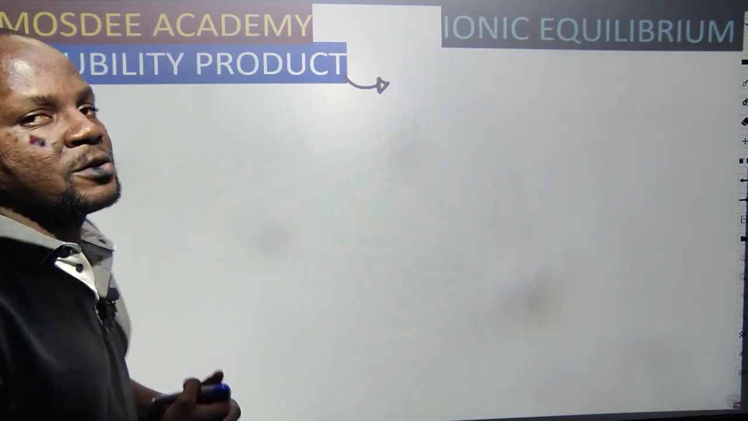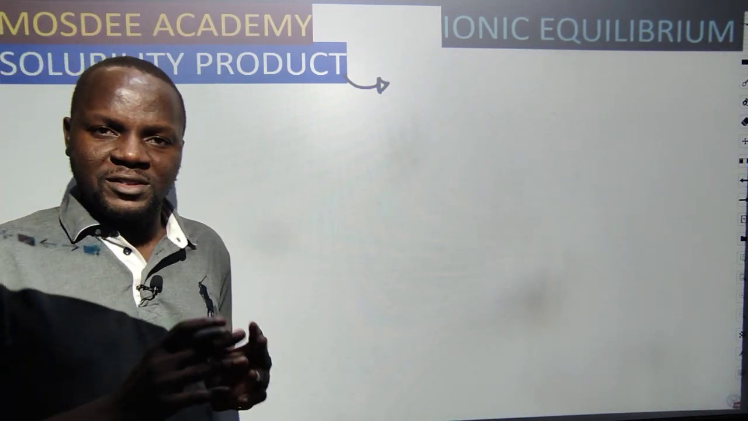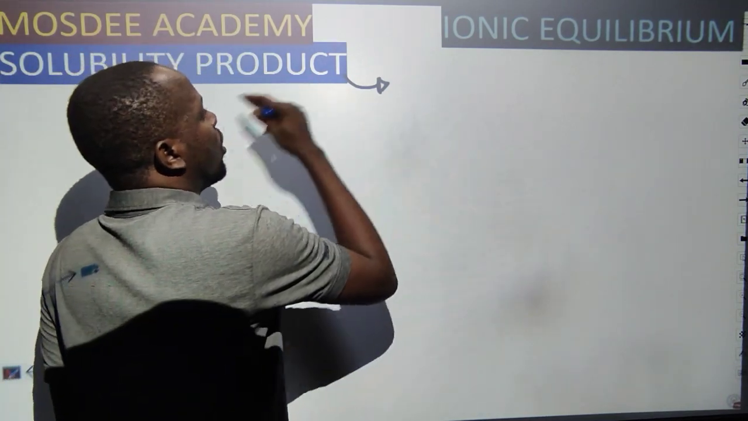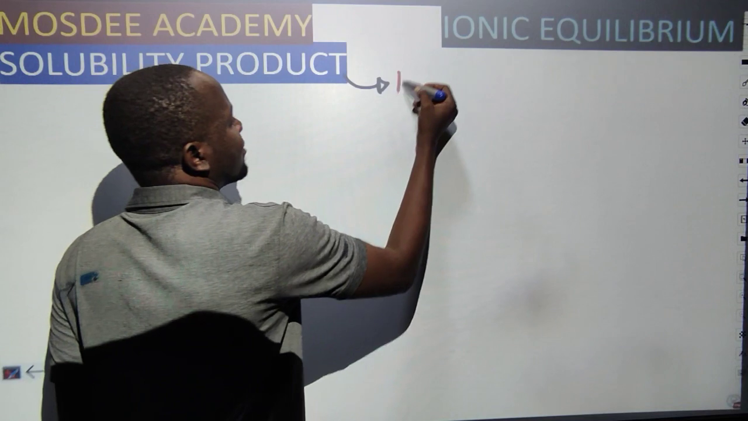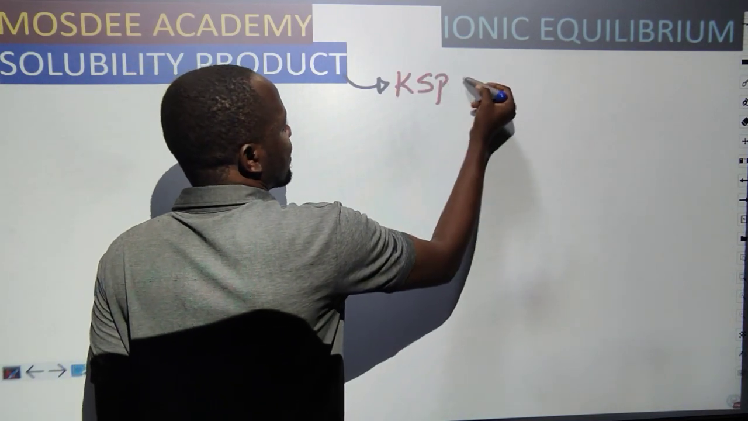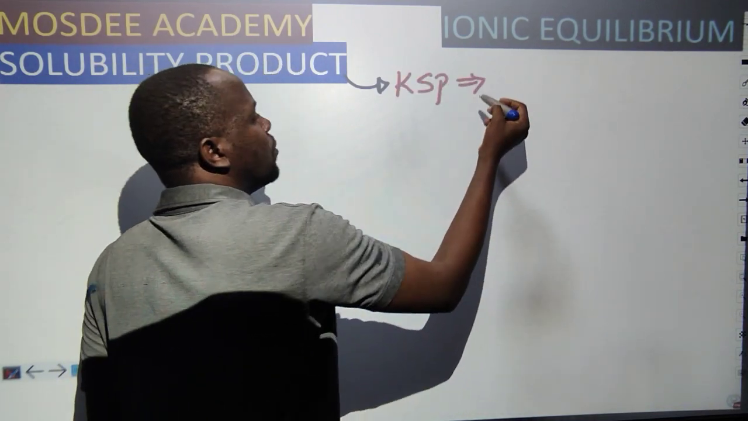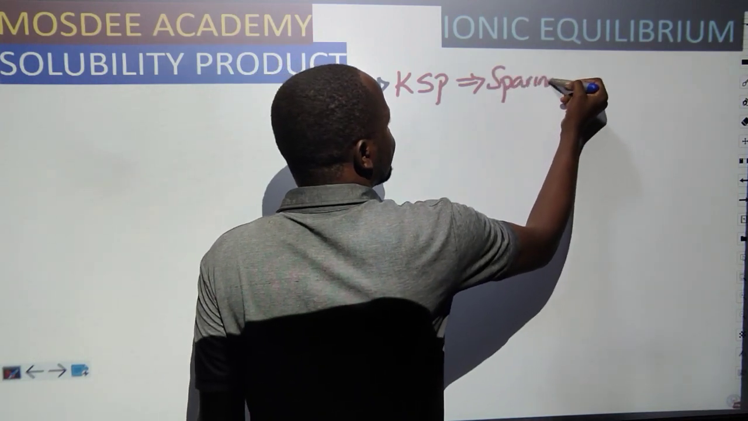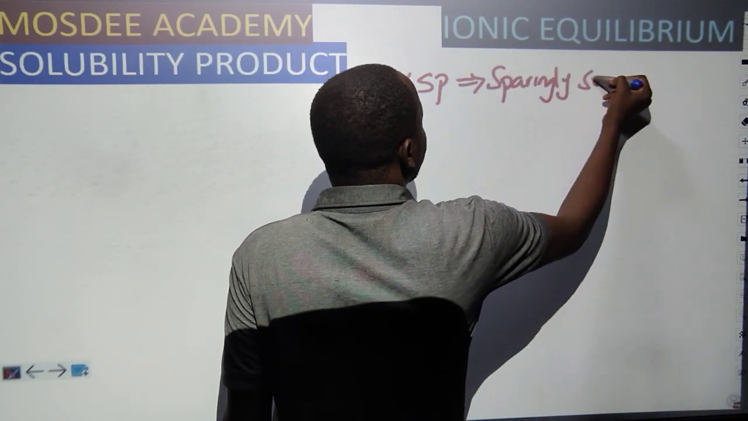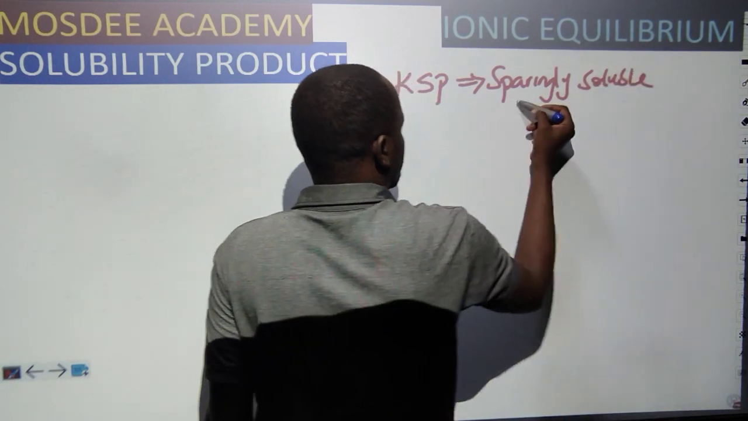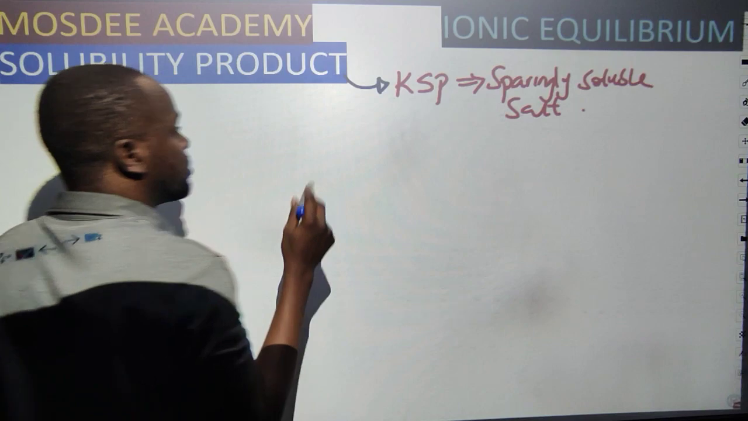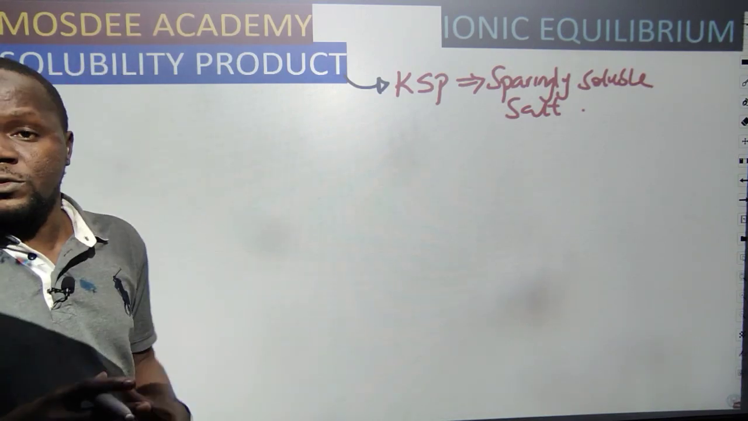But here we are talking about the solubility product. I will make it short. The solubility product of an ion is written as KSP, and it is only applicable to sparingly soluble or insoluble salt. First fact you keep in mind: it is only important to sparingly soluble salt or insoluble salt.